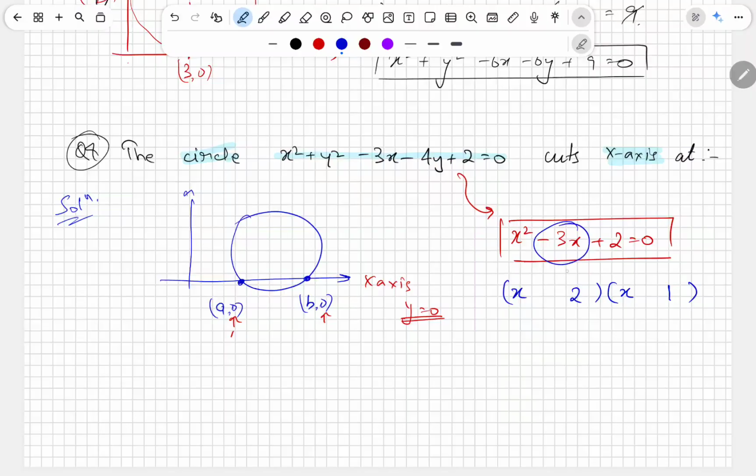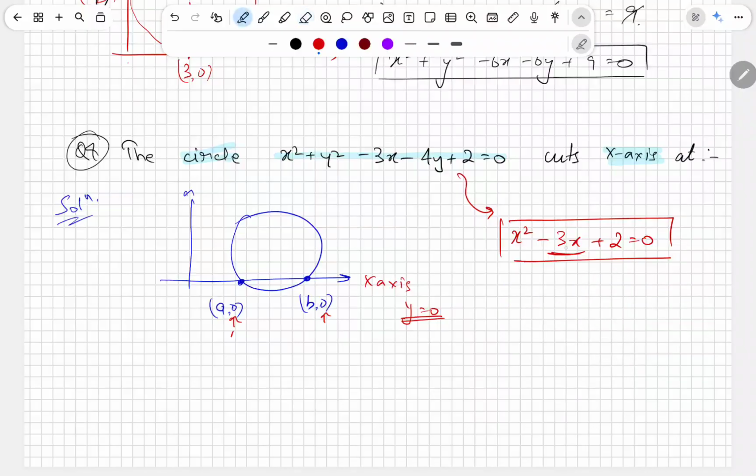Now over here I have to make minus 3x. By using 2 and 1, how can I make minus 3x? By putting minus 2 here and minus 1 over here. Now let's see what happened. x into x gives x square. Minus 2 into minus 1 gives plus 2. Minus 2x and minus 1x, on adding, we'll get minus 3x as in this equation.